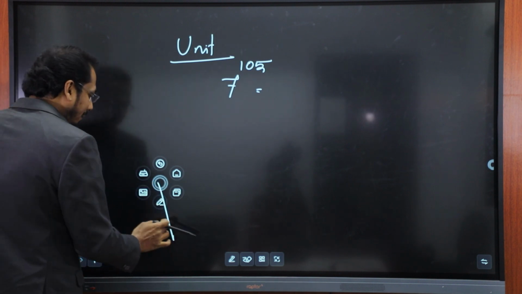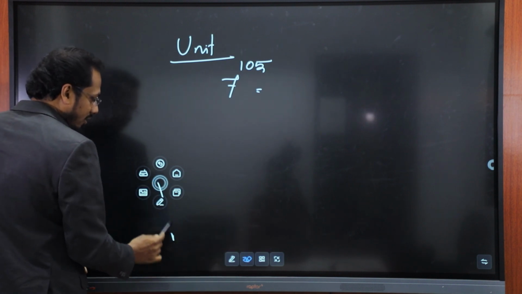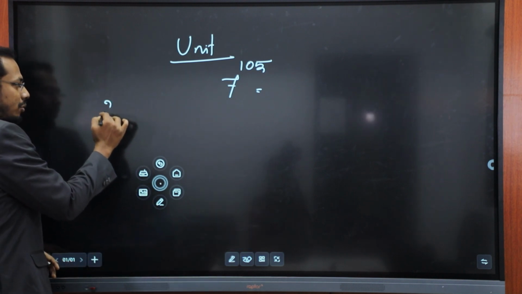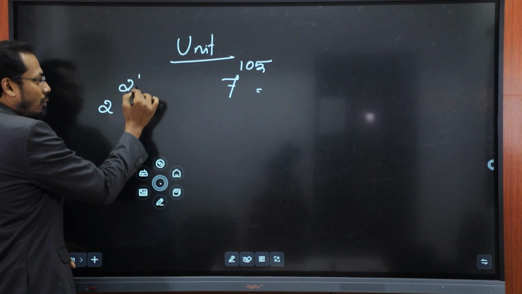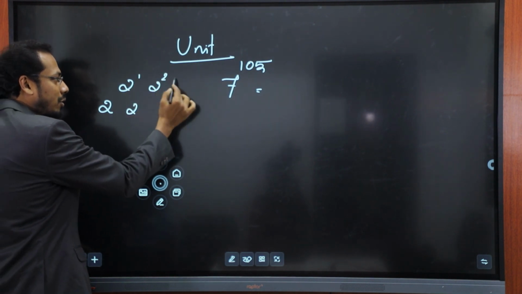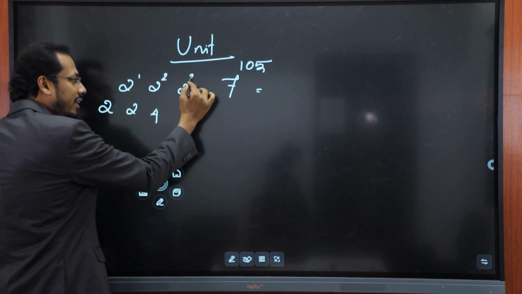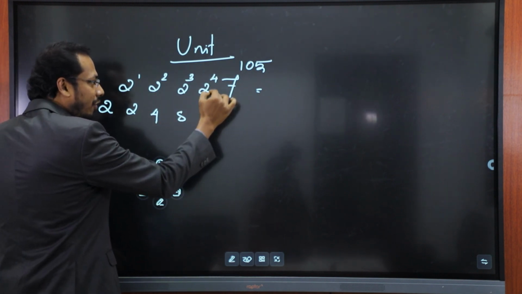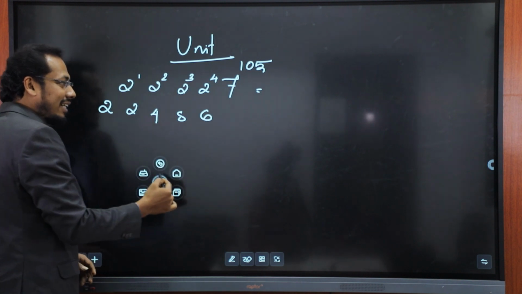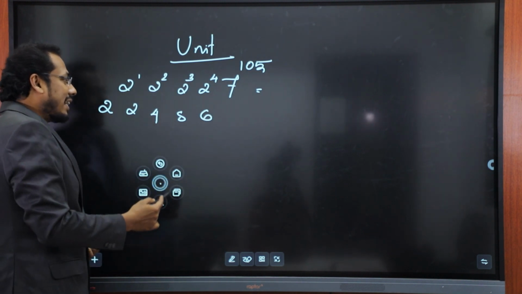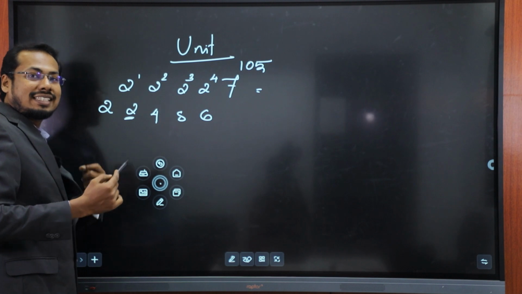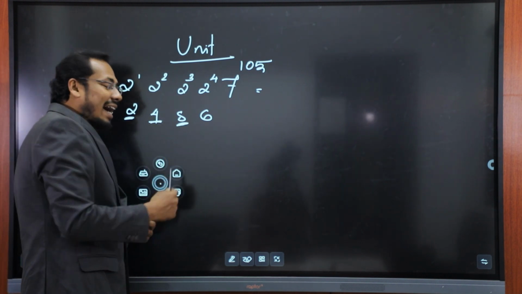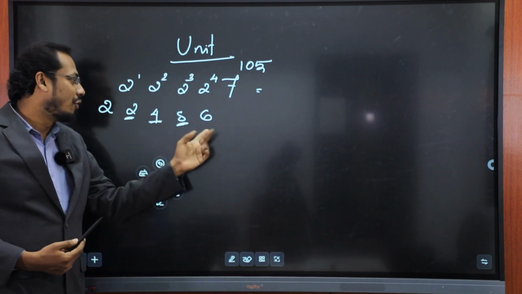See, if I take 2, 2 power 1 is 2, 2 power 2 is 4, 2 power 3 is 8, 2 power 4 is 16. Then 2 power 5 is again 32, 2 power 6 is 64, 2 power 7 is 128. Again and again I get only these 4 numbers.